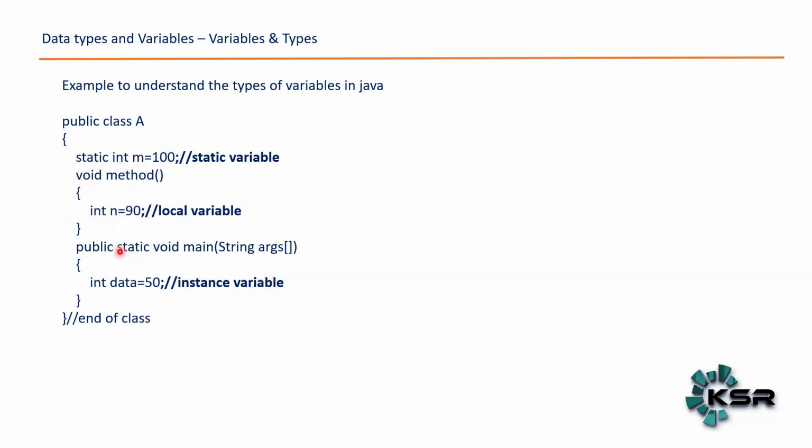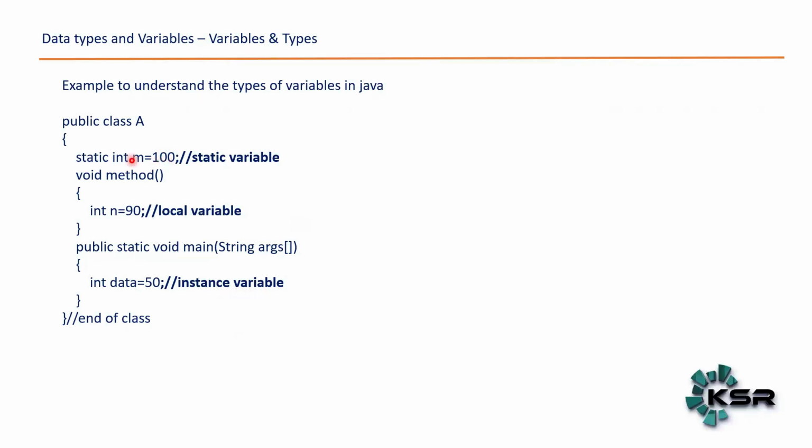And this is within a particular class A and it is not within a method. This is a main method. That is what we call an instance variable. There are different things here. This is a local method. This is our main method. So it is not a local method. That is the reason we are calling it an instance variable.